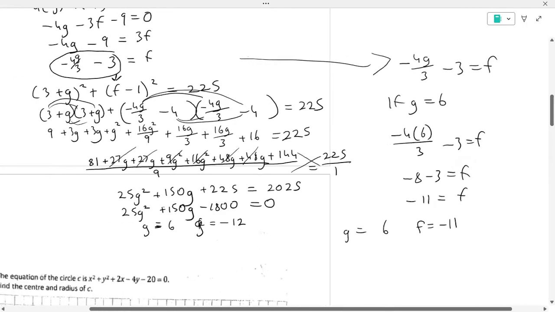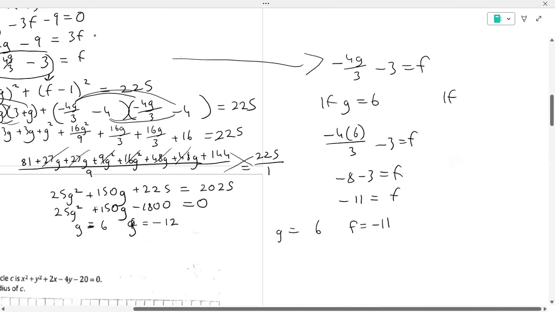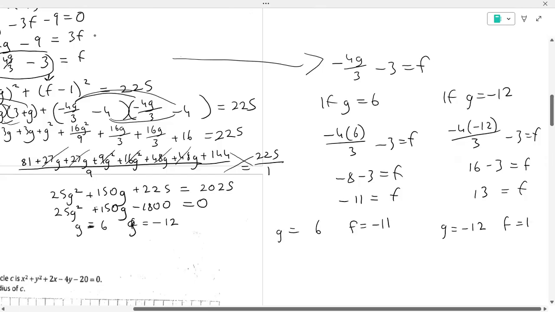Now, what if g is minus 12? So I'm going to do that here. If g is minus 12, then I end up with minus 4 times minus 12 over 3 minus 3 equals f. So that's going to be what? Positive 48 over 3. So that is 16. So 16 minus 3 is f. So f turns out to be 13. So when g is minus 12, f is 13.